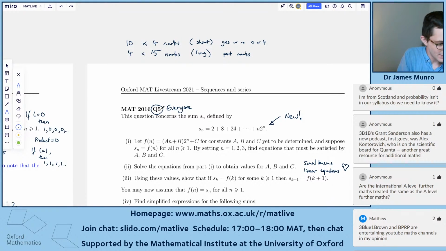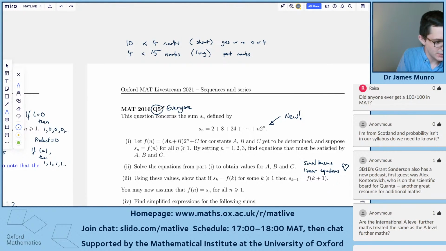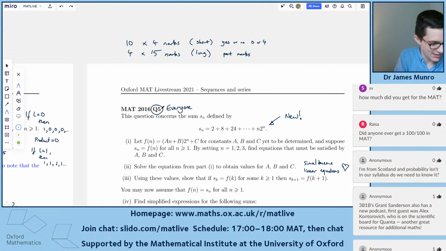Right. Does anyone ever get 100? Not very often. It's a hard test. How much did I get for the MAT? I have never done the MAT.